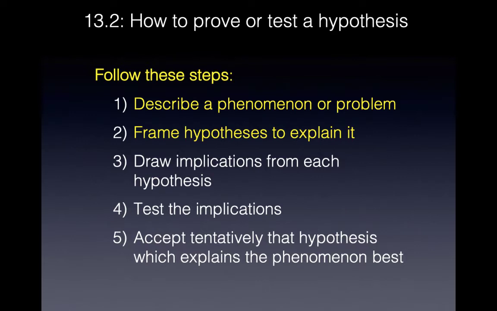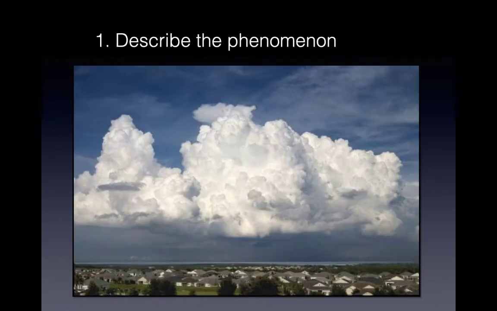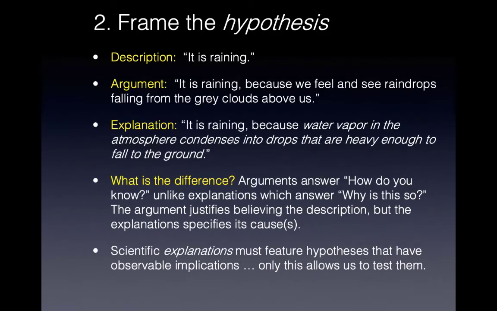So how do you prove or test a hypothesis? Again, here are the steps. Let's focus on these first 2, describing a phenomenon or problem and framing hypotheses to explain it. Example, we see this thick cloud cover over the town. What's going on? Lots of clouds. We notice it starts raining, so we want to describe what we see. It's raining. Okay, why? It's raining because we feel and see raindrops falling from the gray clouds above us.